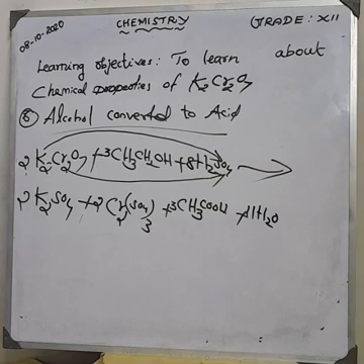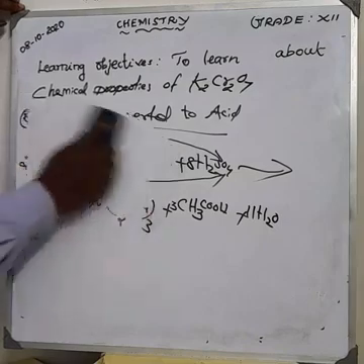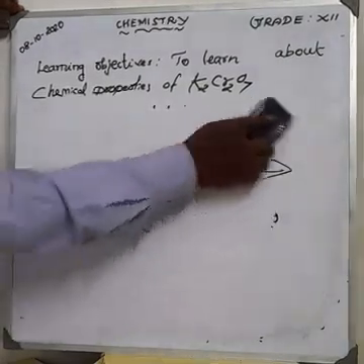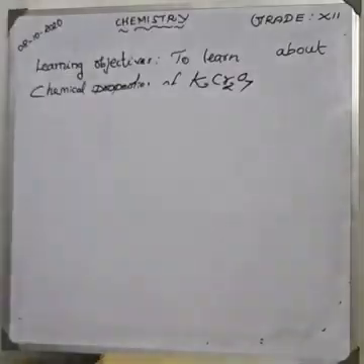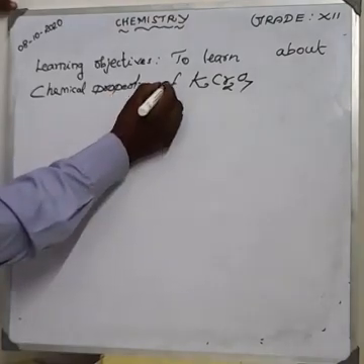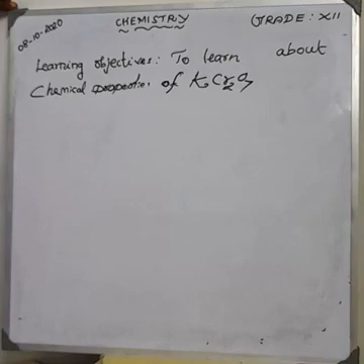Next, a very important question: the chromyl chloride test. It's a very important 3-mark question, very important for the board exam. What is the chromyl chloride test? It is used to identify the presence of chloride ions. We use this test especially to find out the chloride radicals.